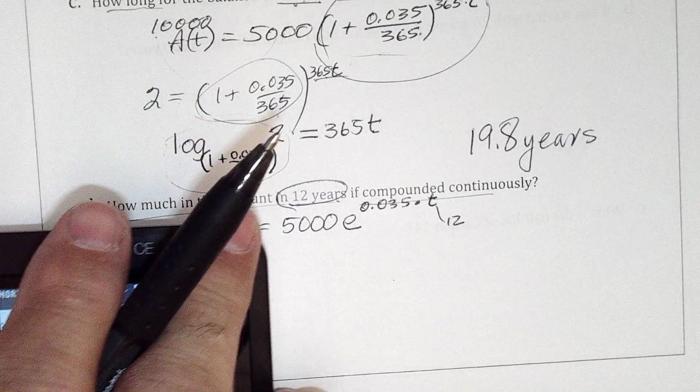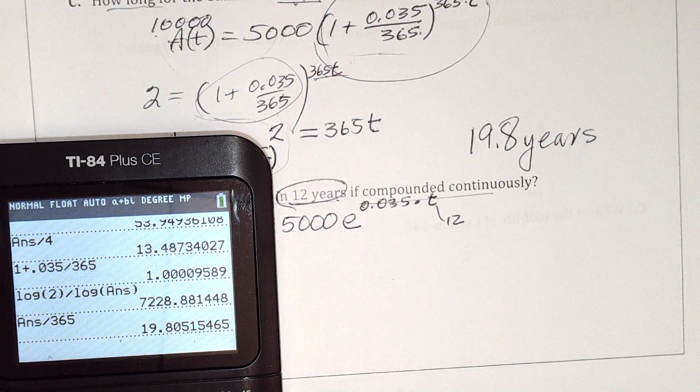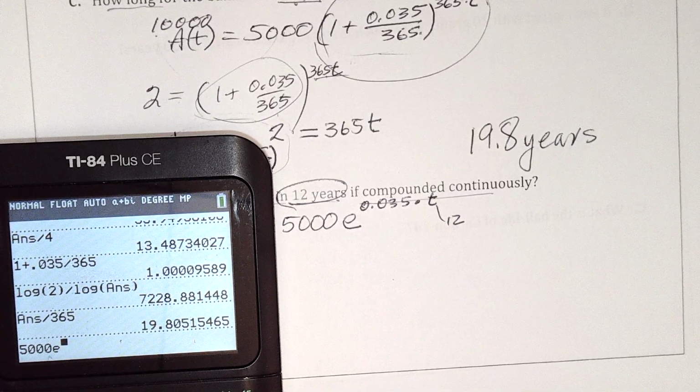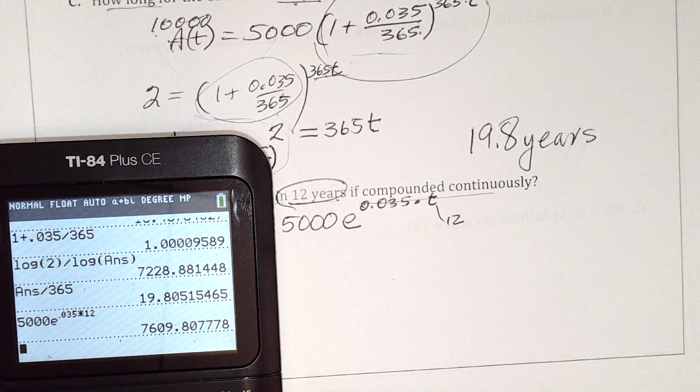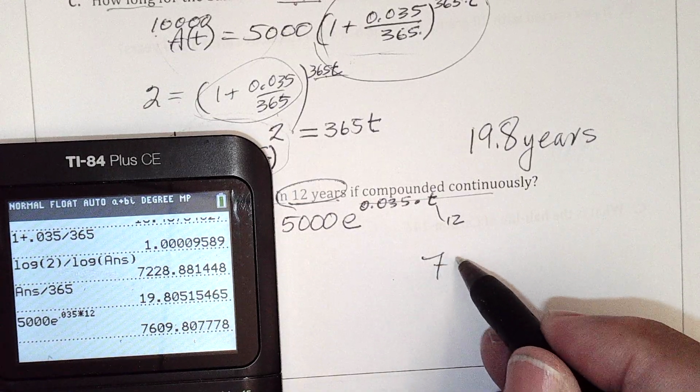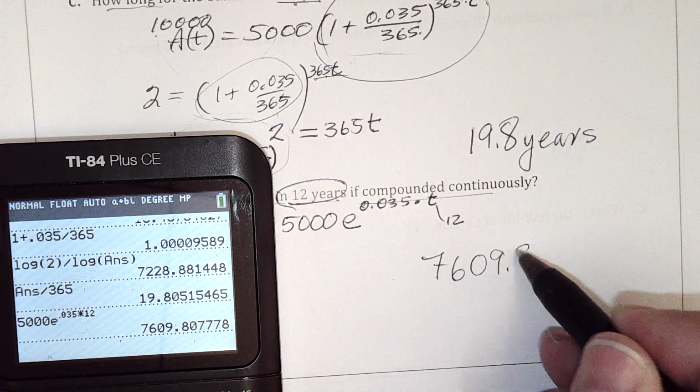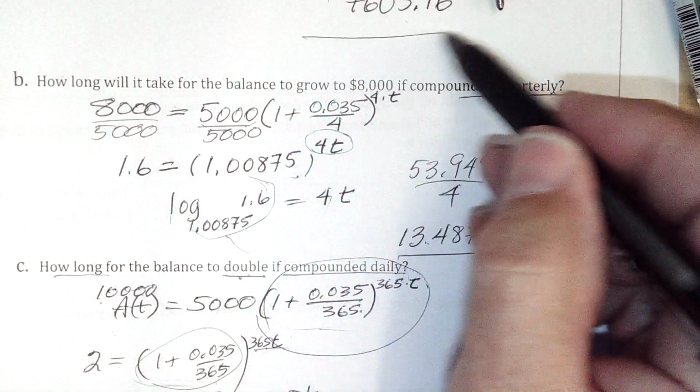So all I have to do is type this one into my calculator. 5,000 e to the 0.035 times 12. And I get $7,609.81. And that is a little bit more than if I just compound it monthly up here.